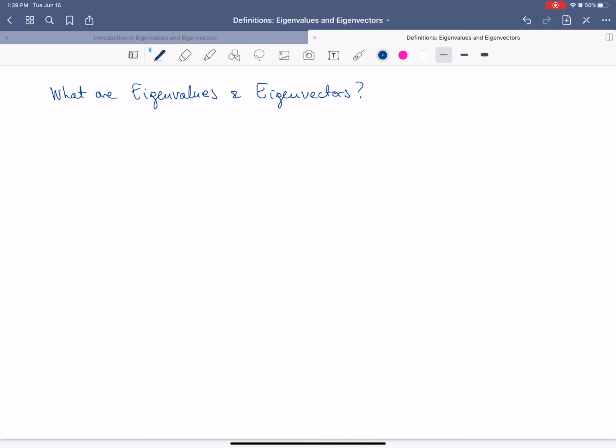Having given some motivation on the type of problems that we are trying to solve with eigenvalues and eigenvectors, we are now ready to define what eigenvectors and eigenvalues are. And the interesting thing is, to define eigenvalues, I actually first have to start by defining eigenvectors.